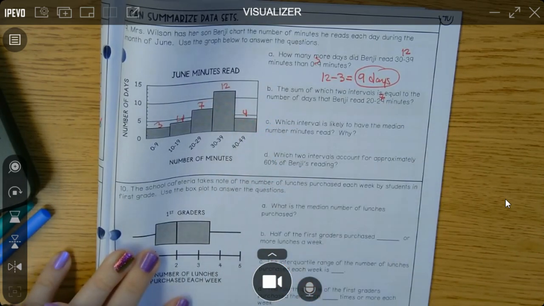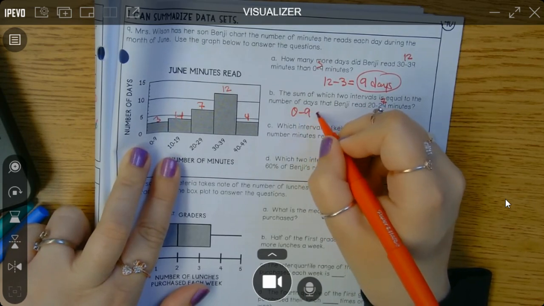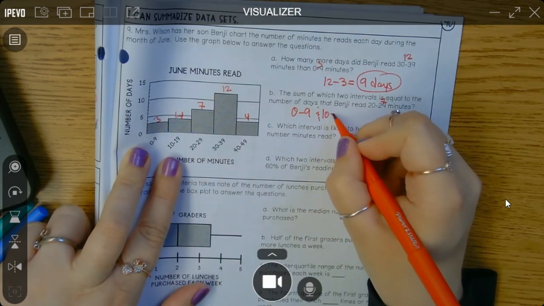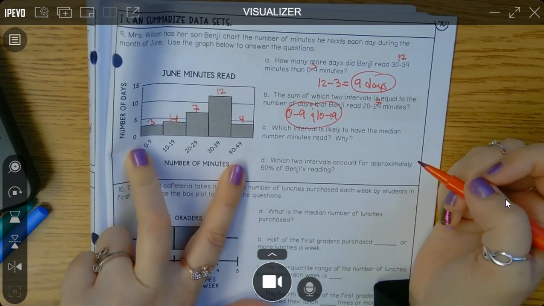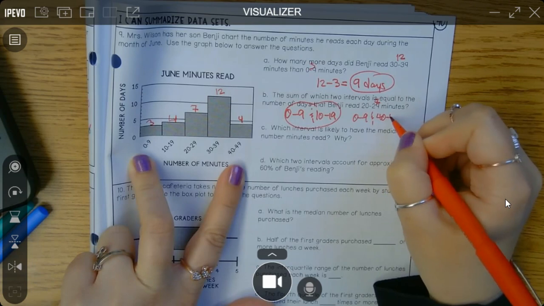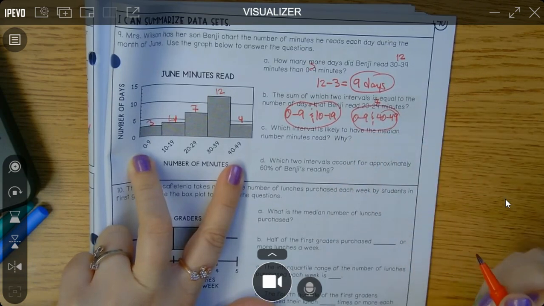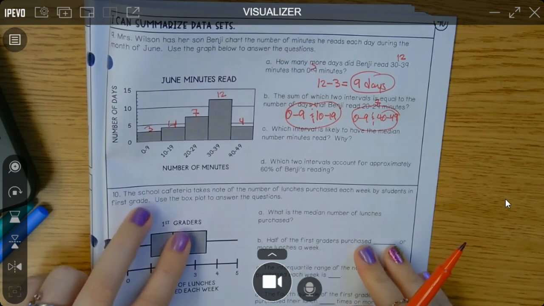Okay, so what 2? Well, I could say the 0 to 9 and the 10 to 19, right? Okay, because 3 plus 4 is 7. And then also I could have done these two, the 0 to 9 and 40 to 49, because 3 plus 4, again, also equals 7. So either of those two intervals would work.